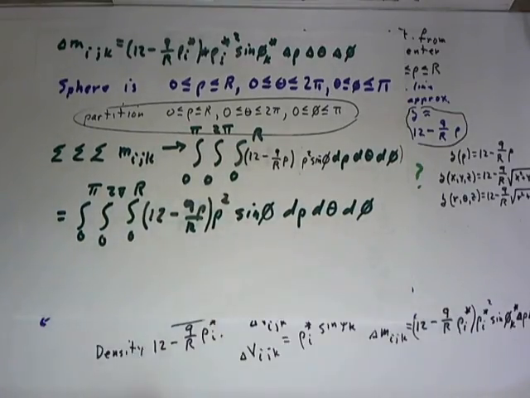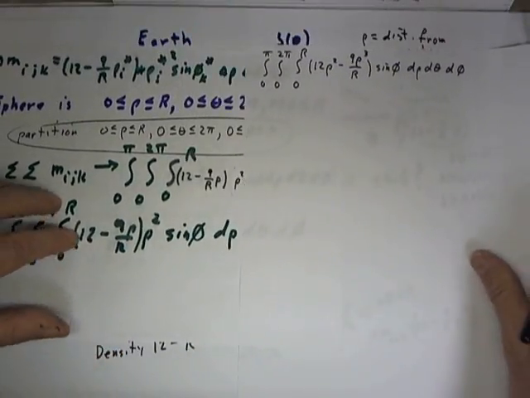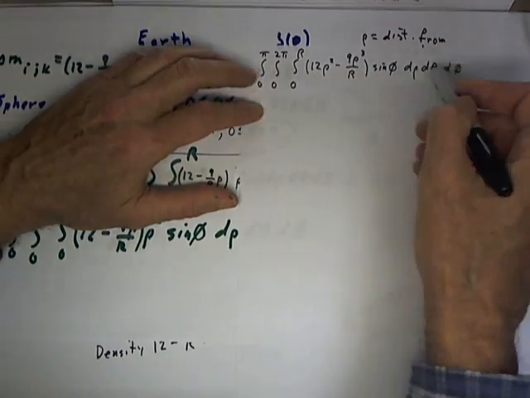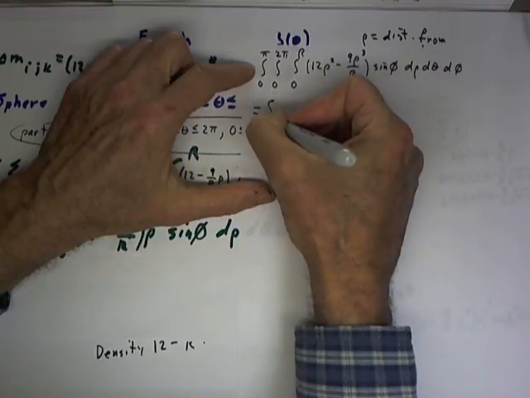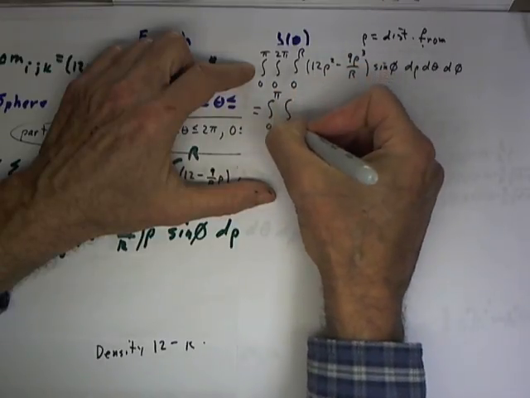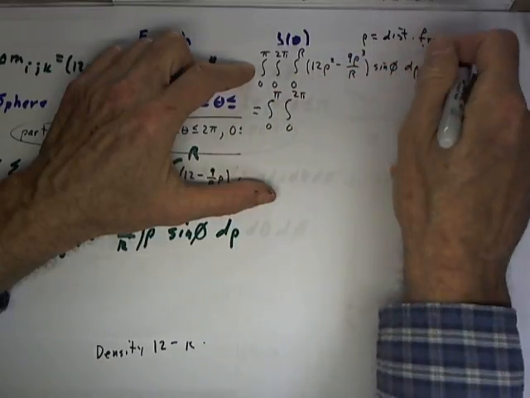Okay, we want to perform this integral. I've written the integral down again here. We're going to integrate first with respect to rho.